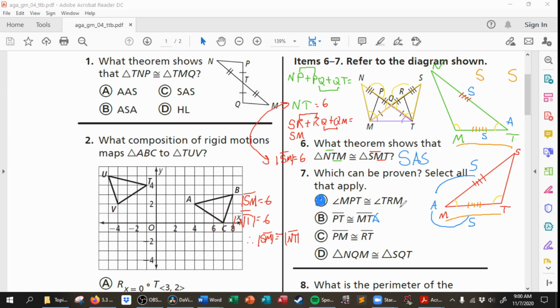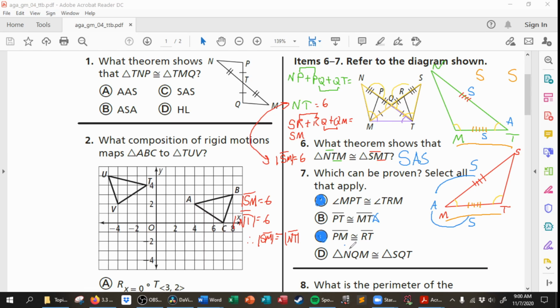Let me get rid of those lines again. Line segment PM is congruent to RT. PM, RT. Well, we already know by side angle side these are equal. And if I flip them over here at this line, those map onto each other. So those are definitely congruent. So that's the definite answer.